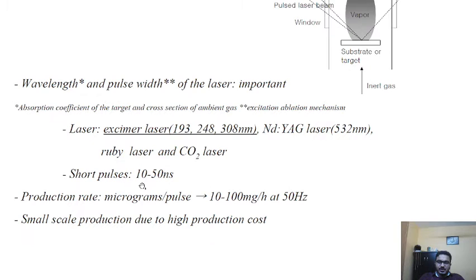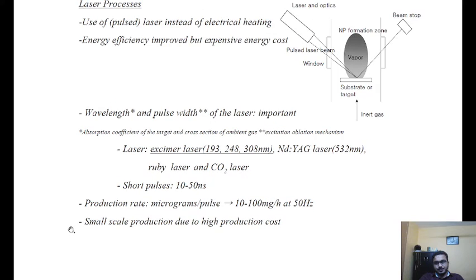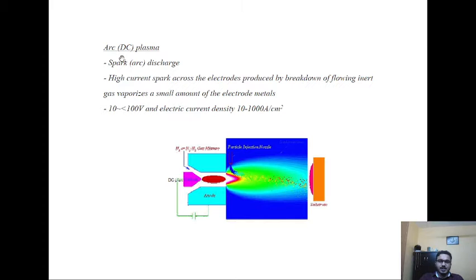It has short pulses of 10 to 15 nanoseconds. The production rate is microgram per pulse, and it is 10 to 100 micrograms per hour at 50 Hz. And generally a laser is only used for small scale production due to high production cost. Next is arc plasma, which is a spark arc discharge.